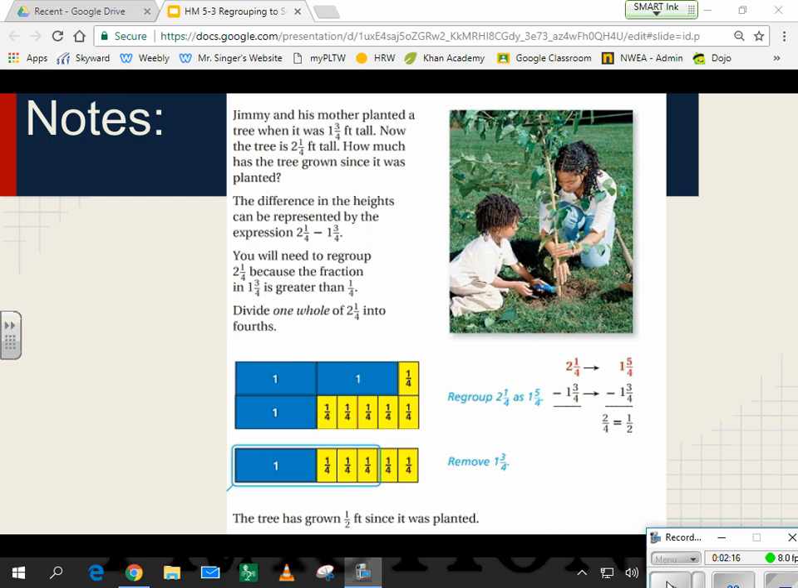So one way you can do is regroup it, where you take one whole from the whole number. So instead of having 2 1/4, we're going to add 4/4 to the 1/4 from the 2. So it's a borrowing method. And you have 1 5/4 minus 1 3/4. That's one of the methods that I'm going to show you today that you can use. That's what we're going to work on. So let's get started with it.